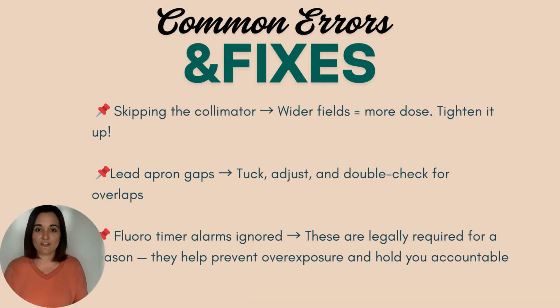Common mistakes and how to fix them. Skipping the collimator. The wider the fields, the more the dose. Tighten it up. Lead apron gaps. Tuck, adjust, and double check for overlaps. Fluoro timer alarms ignored. These are legally required for a reason. They help prevent overexposure and hold you accountable.